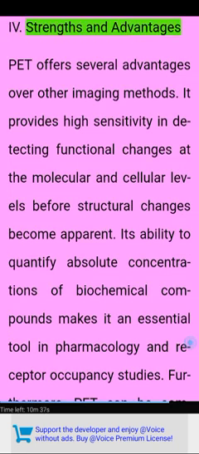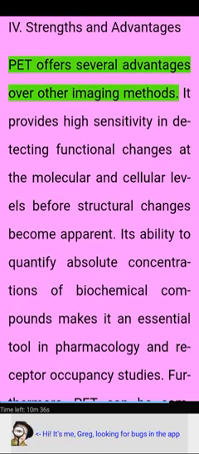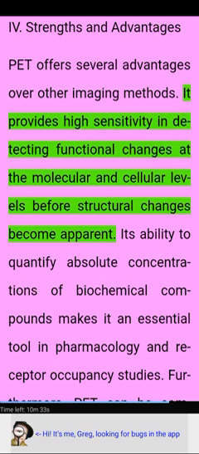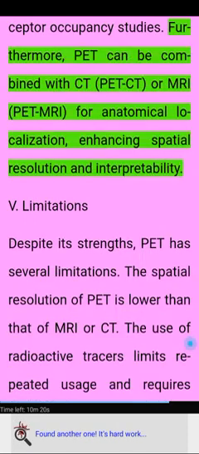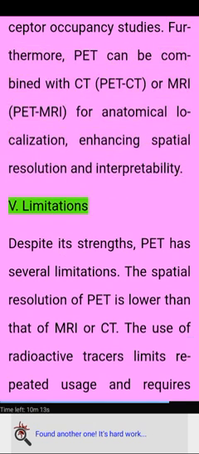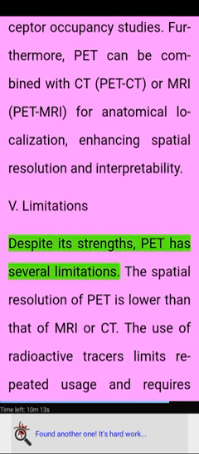4. Strengths and advantages. PET offers several advantages over other imaging methods. It provides high sensitivity in detecting functional changes at the molecular and cellular levels before structural changes become apparent. Its ability to quantify absolute concentrations of biochemical compounds makes it an essential tool in pharmacology and receptor occupancy studies. Furthermore, PET can be combined with CT, PET-CT, or MRI, PET-MRI for anatomical localization, enhancing spatial resolution and interpretability.